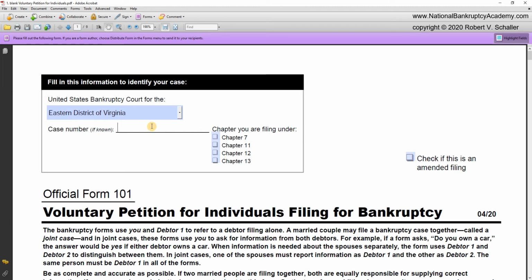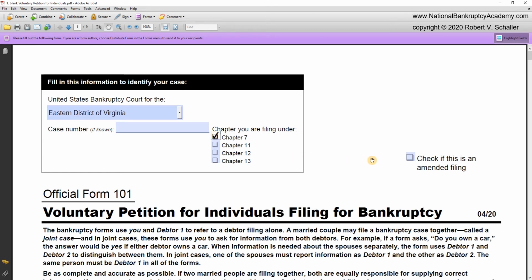Next to the right, it says, what chapter are you filing under? Of course, the attorney must know what chapter they're seeking relief for: Chapter 7, Chapter 11, Chapter 12, or Chapter 13. The focus of this video is Chapter 7, a consumer bankruptcy. So we're going to check the Chapter 7 box.